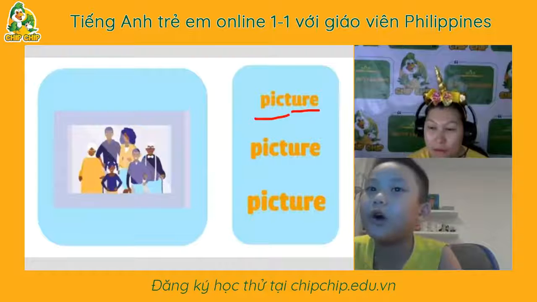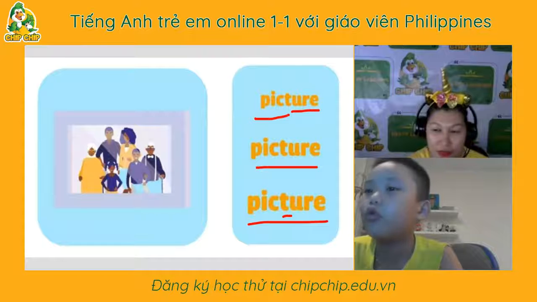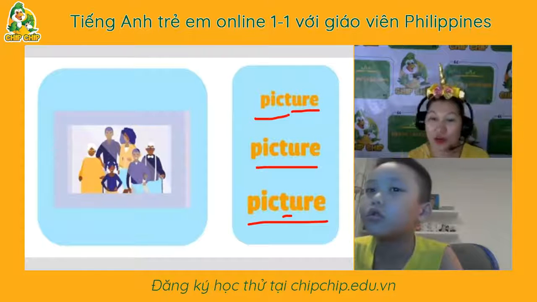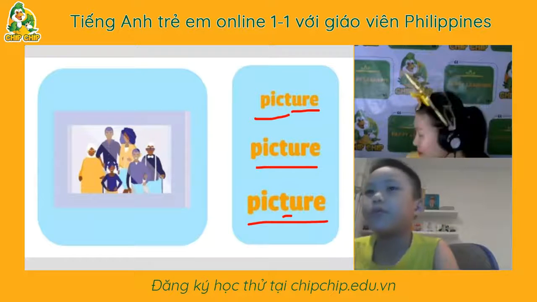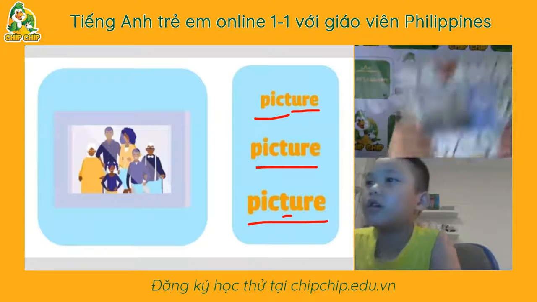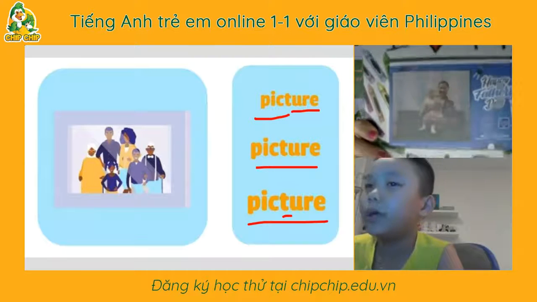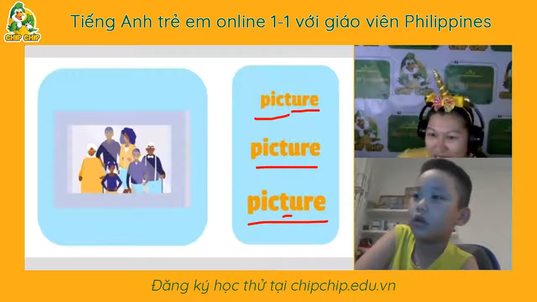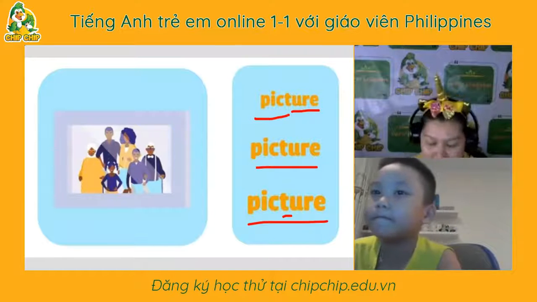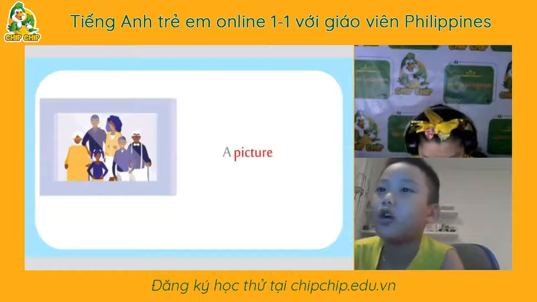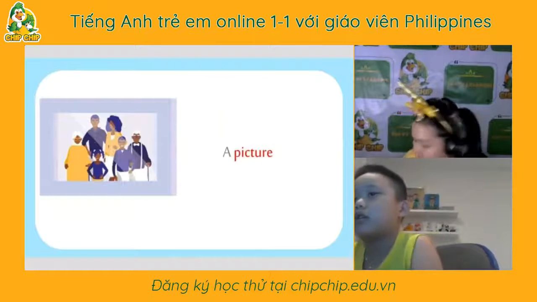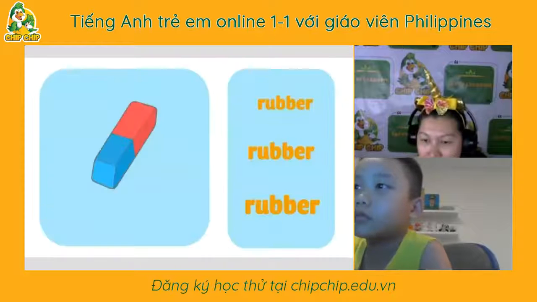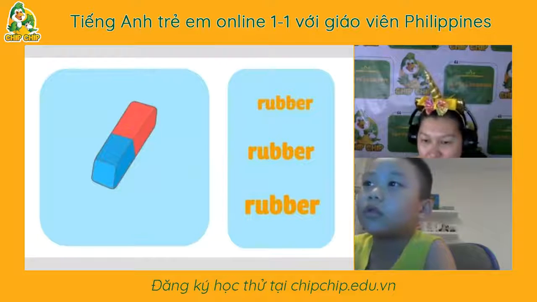Picture. Picture, picture, picture. A picture. A picture. A picture. Okay, let's practice again.